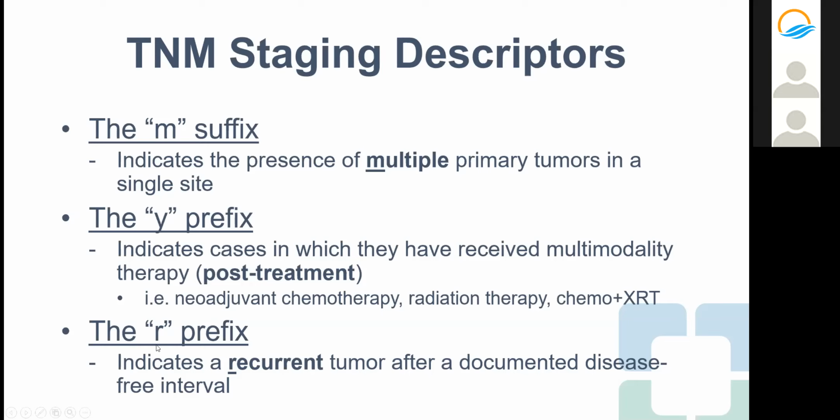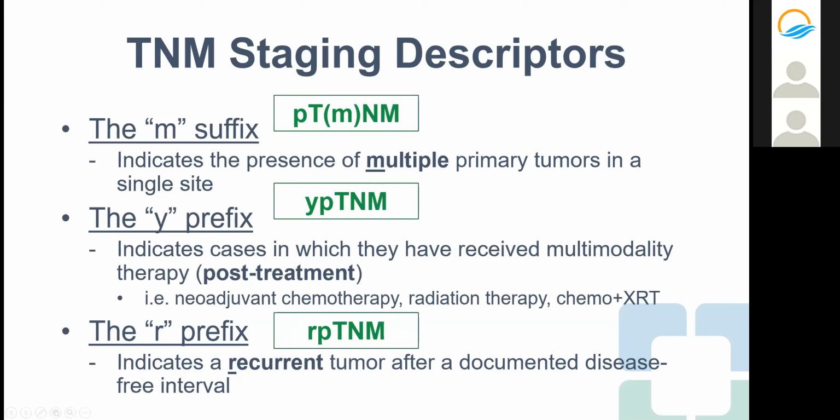Finally, there is the R prefix. This is used when your tumor has recurred after a well-documented disease-free interval. So should this occur and you undergo repeat resection, your new tumor stage will have an R at the beginning to indicate that it's a recurrence.